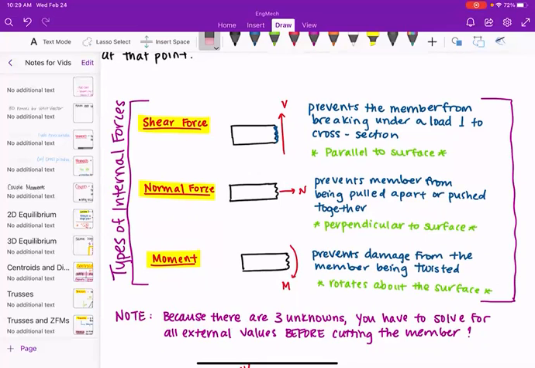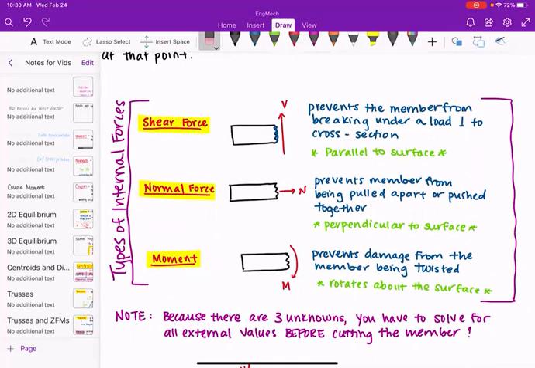Similarly, the normal force is the force inside of the member that keeps it from being pulled apart or pushed together. The example I used in class was a pool noodle. If I take that pool noodle and pull it apart, there's something inside of it that's keeping it together, right? That's a normal force. And just like you would think, it is perpendicular to the surface that it's acting on.